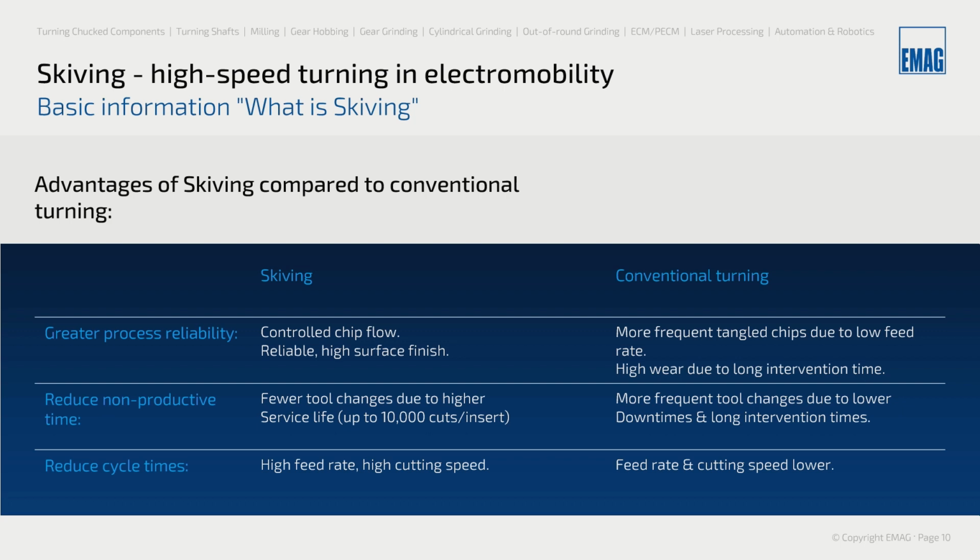Another way we can reduce cycle times is the high feed rate and the high cutting speed. With the high feed rate, we can produce very good surfaces because of the 45 degrees and the long cutting insert. The cutting insert smooths the surface at the end, and so we can machine with very high feed rates. And the high cutting speed is possible because of the short contact point, since every point of the insert gets only a small thermal influence.